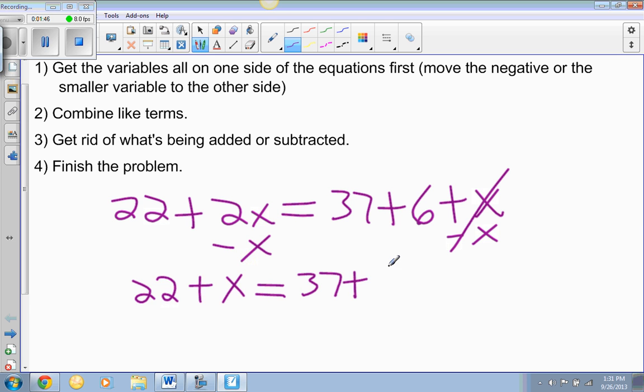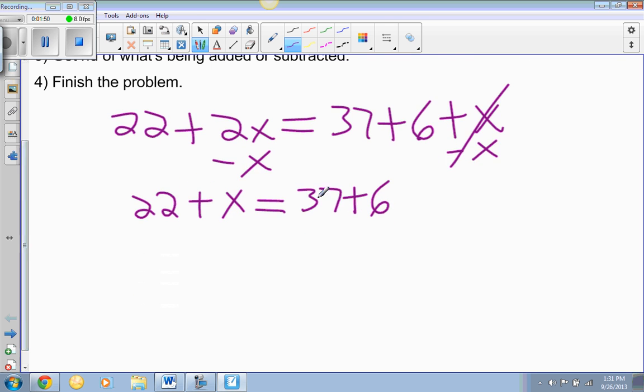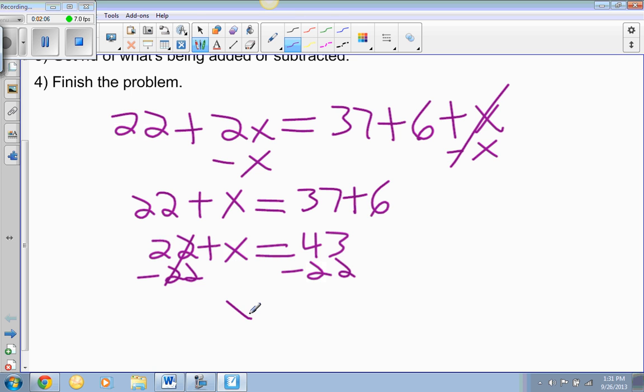37 plus 6. Okay, the next part says combine like terms. So I have a 37 plus 6 over here, so I can go ahead and add those. That leaves me with this. And now I can go ahead and solve for my x. It says 22 plus x, so I do the opposite to get rid of it. I subtract 22. Again, you have to do it to both sides of the equation. That leaves me with x equals 21, and that is my answer because I only have an x there.